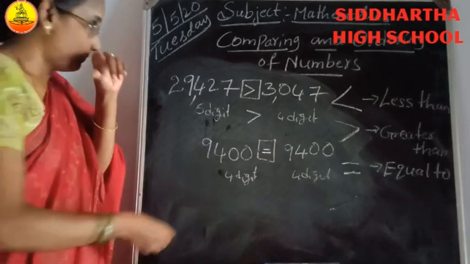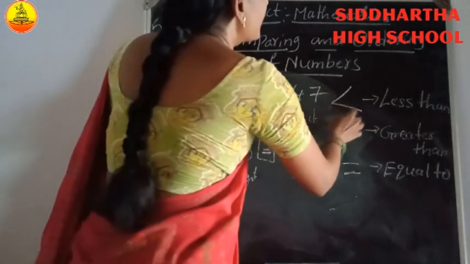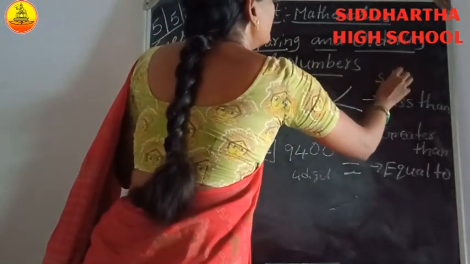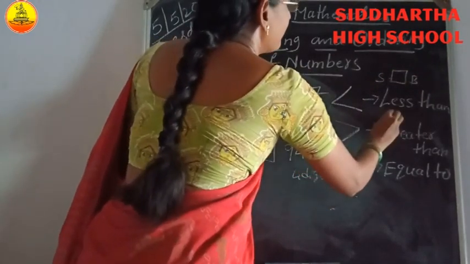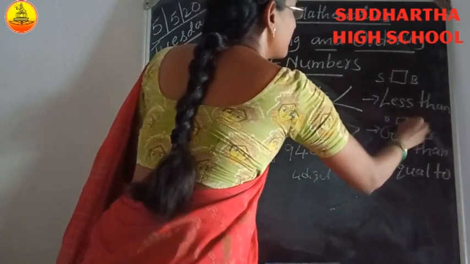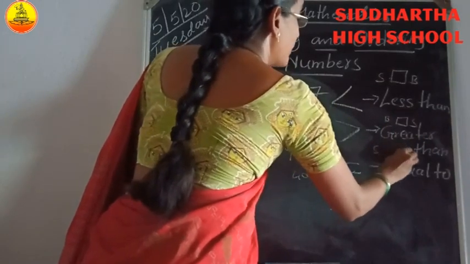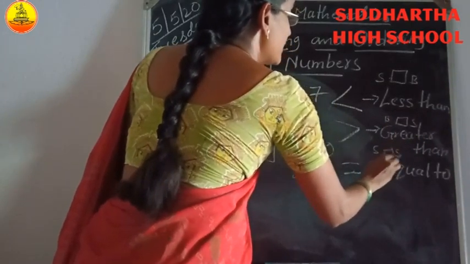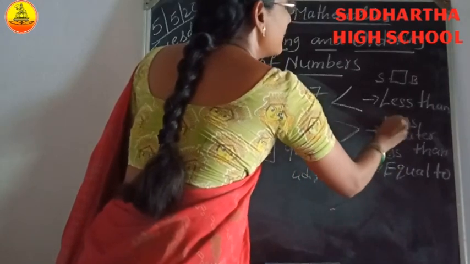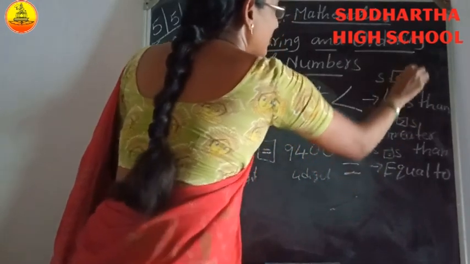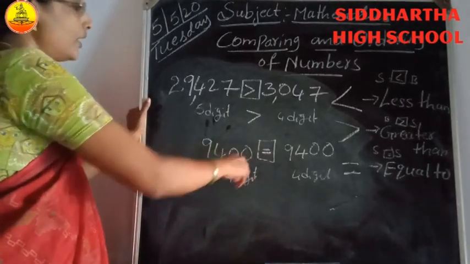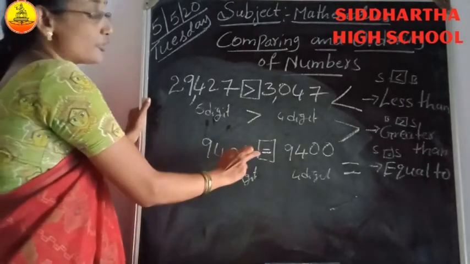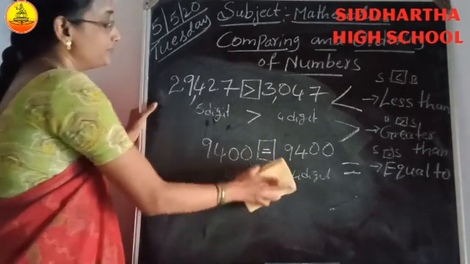Understood, children? When we use the less than symbol, small then big. Greater than, big then small. When both are the same, then we use this symbol, the equal symbol. Big means we get greater than, small means we get less than. Now both are the same, so 9,400 and 9,400 means we use the equal symbol.